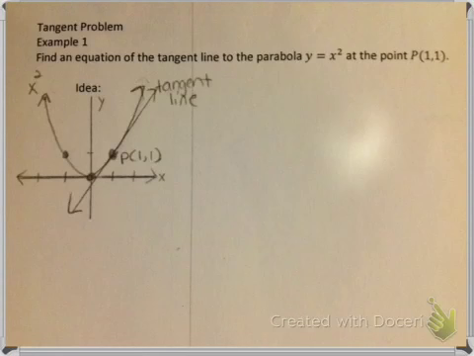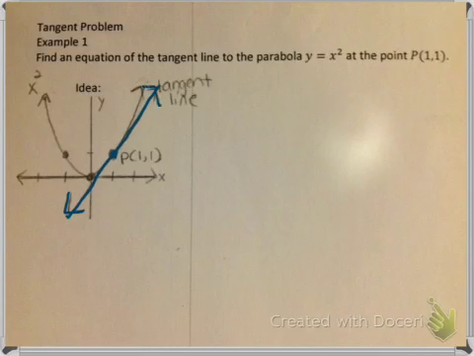Okay, so our first example that's going to introduce us to limits is to find the equation of the tangent line to the parabola y equals x squared at the point (1, 1). I have the parabola drawn, and I actually have the tangent line. The line on the outside that I'm going over in blue, that's the equation we're trying to find.